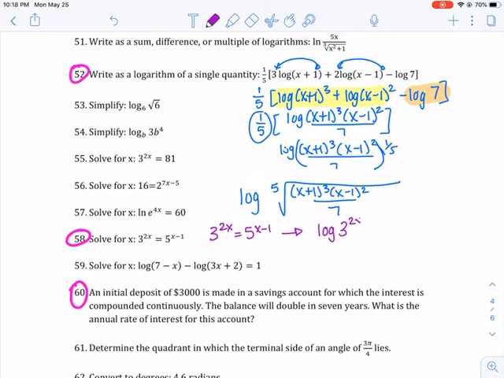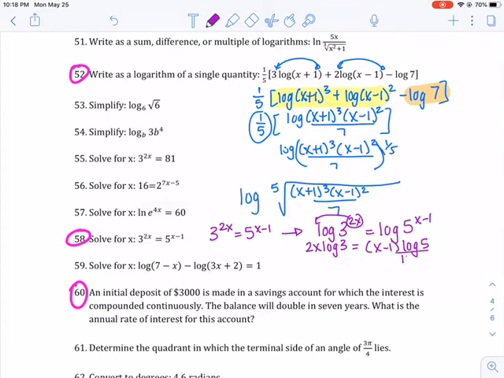log 3 to the 2x equals log 5 to the x minus 1. Okay, now our exponents get to move to the front. So this 2x goes up here. So 2x times log 3 equals x minus 1 times log 5. Okay, so from here, let's divide both sides by log 5.